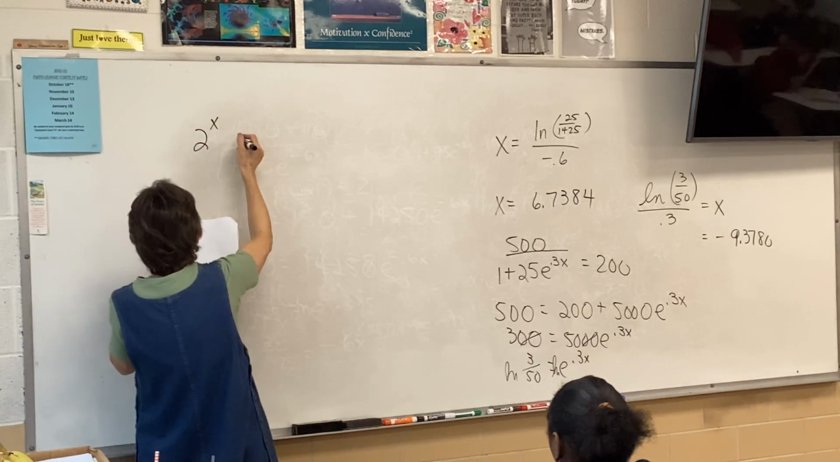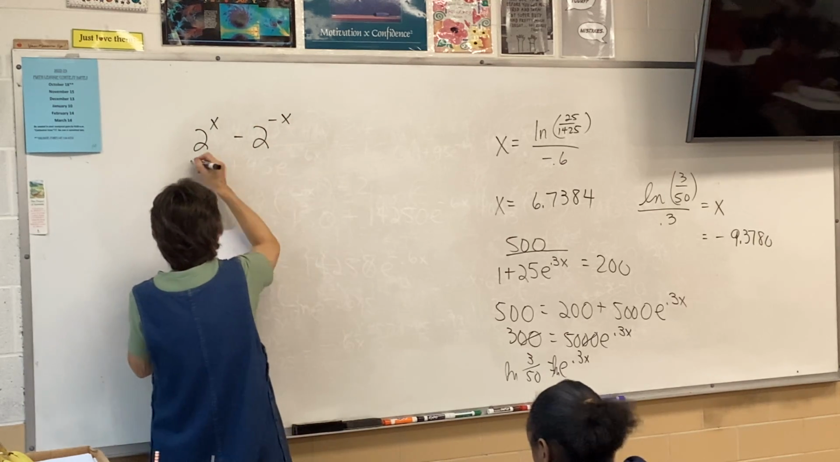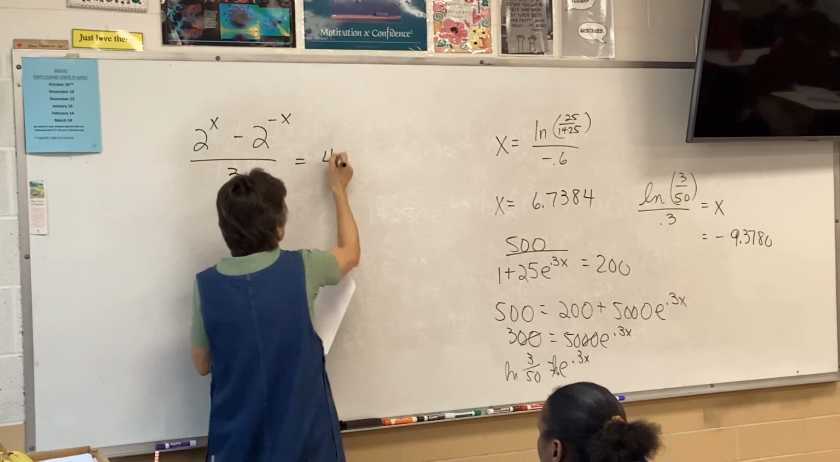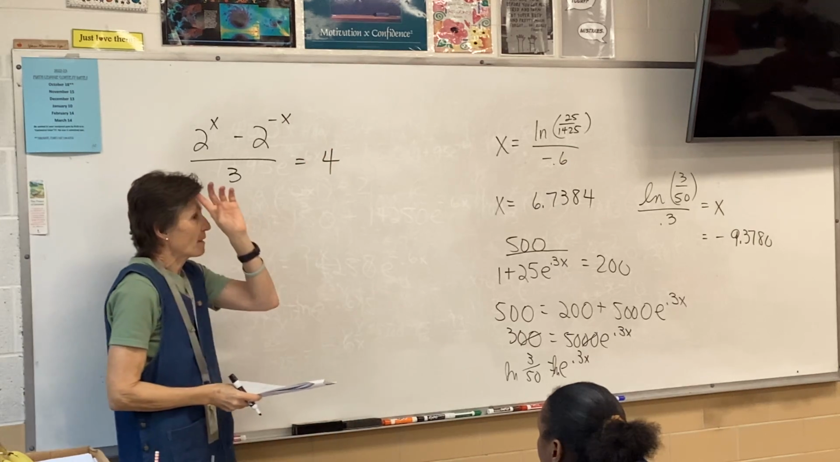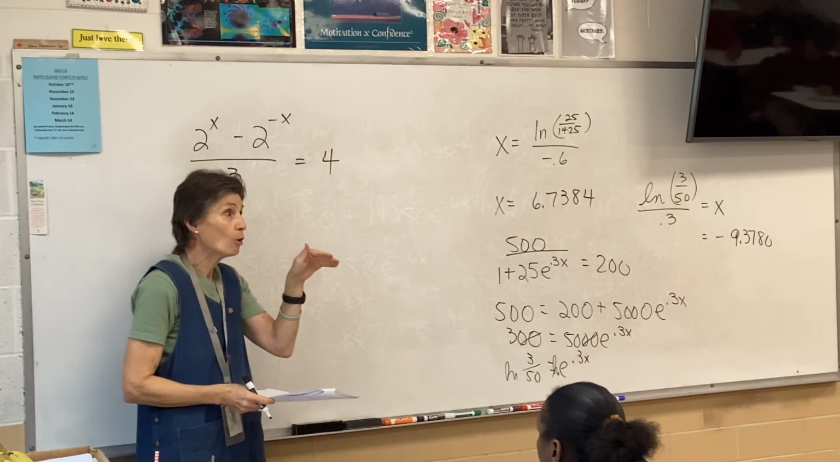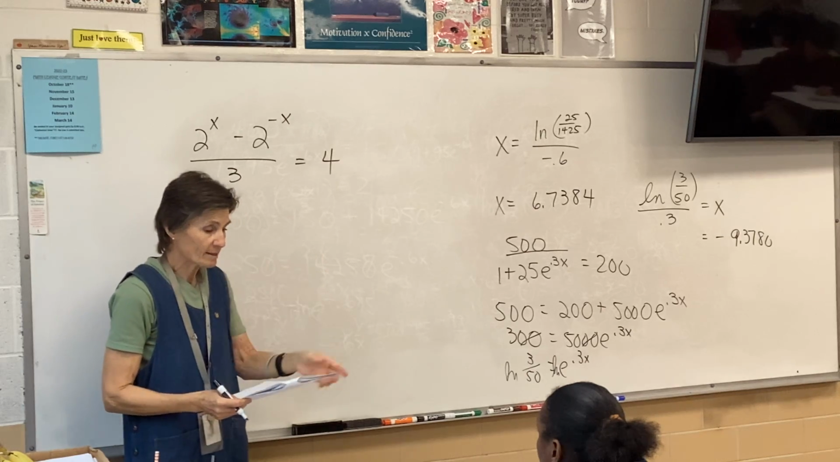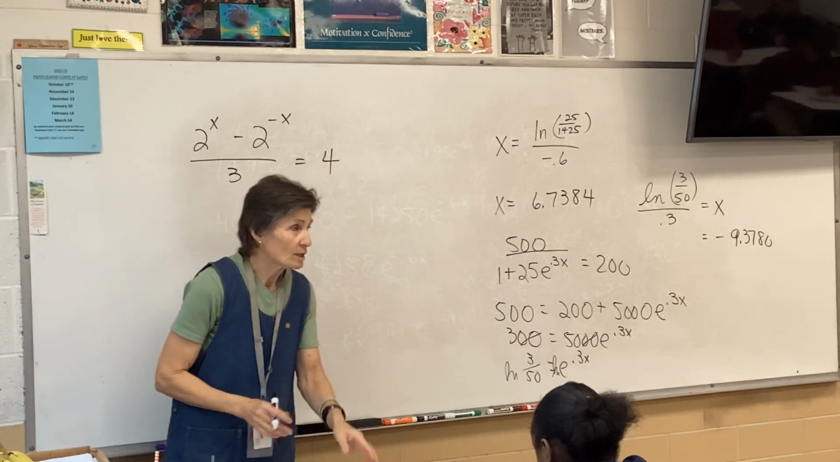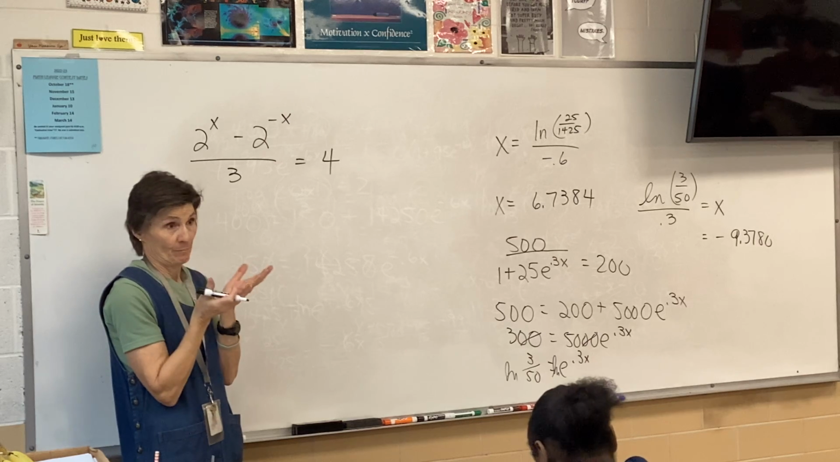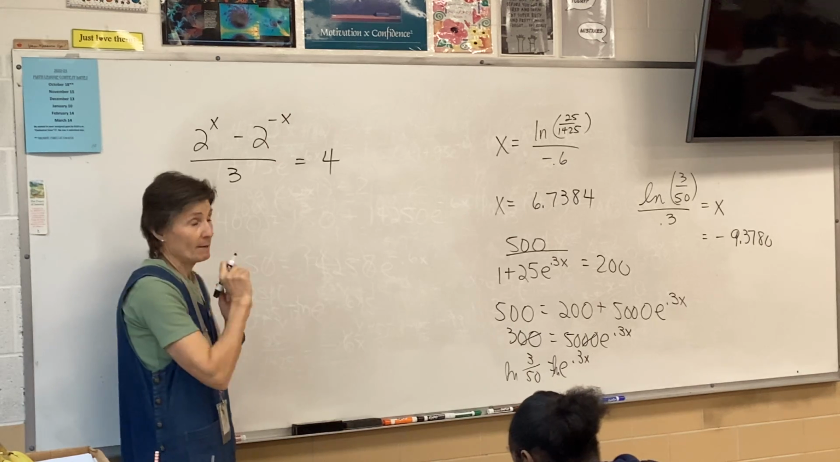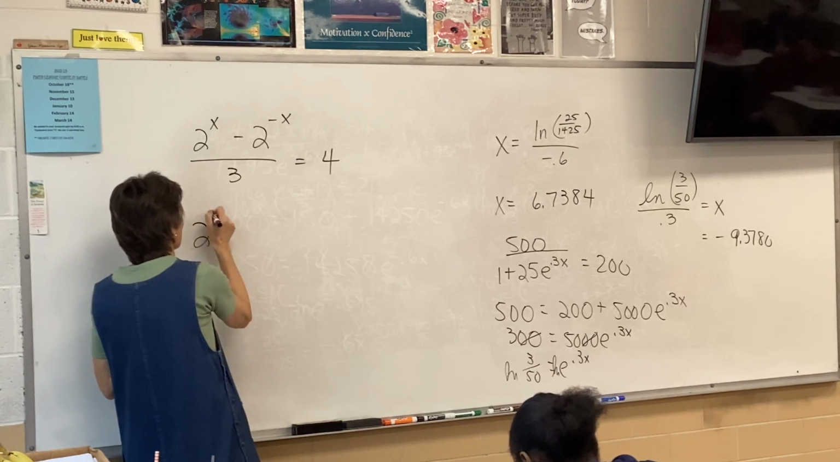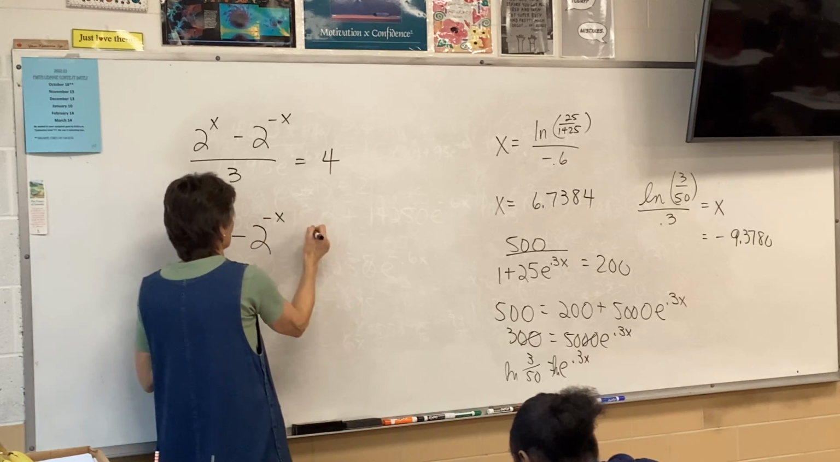Alright, this is G. The first step, I think, is very obvious, at least I hope it is to you. This is letter G. What do you think might be the first step? Multiply by 3. I think that makes a lot of sense.